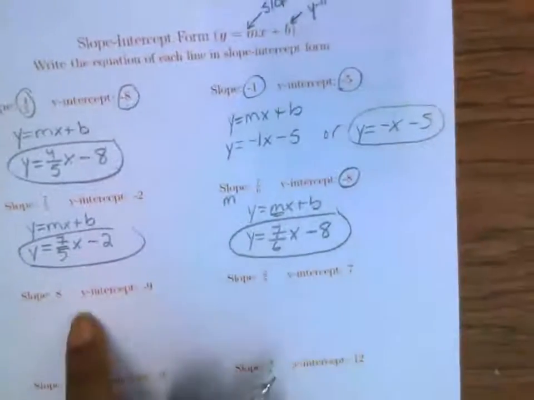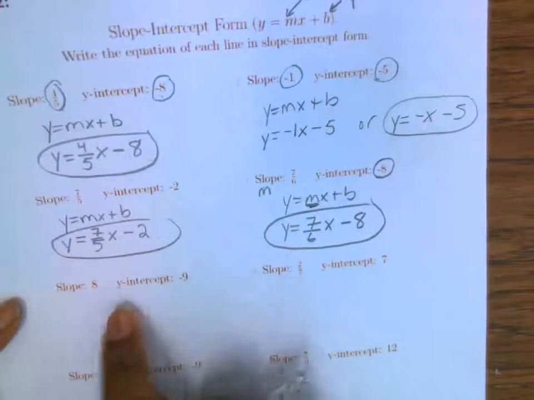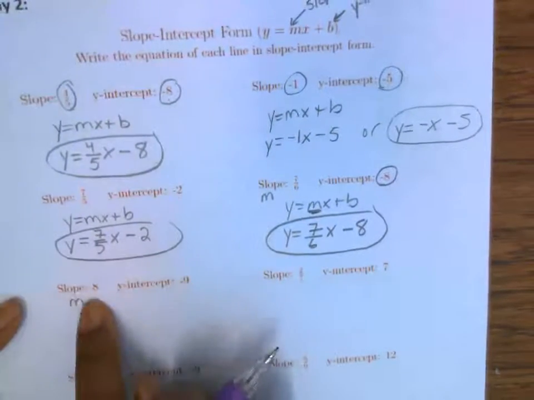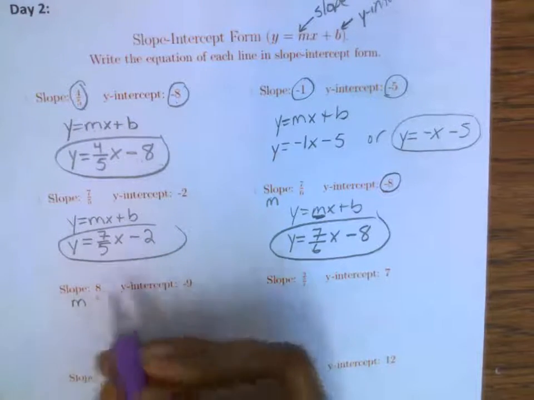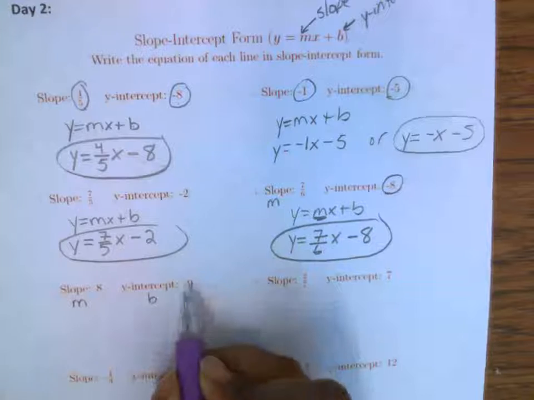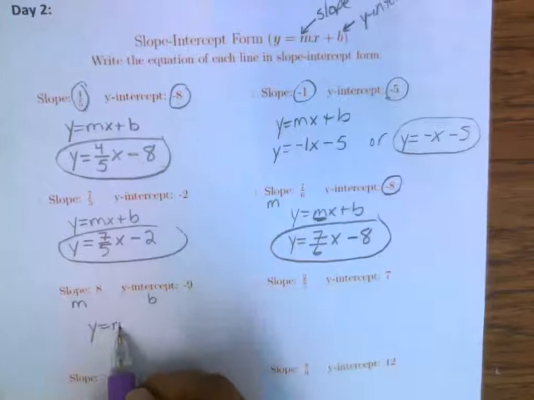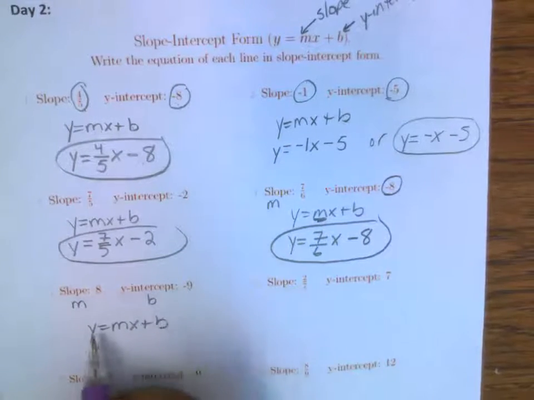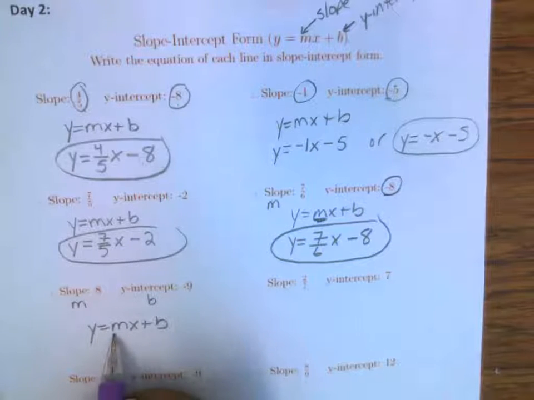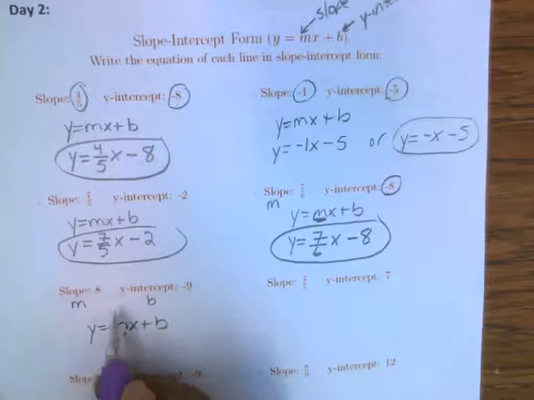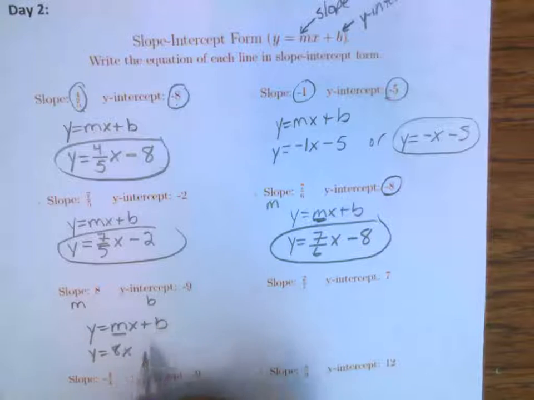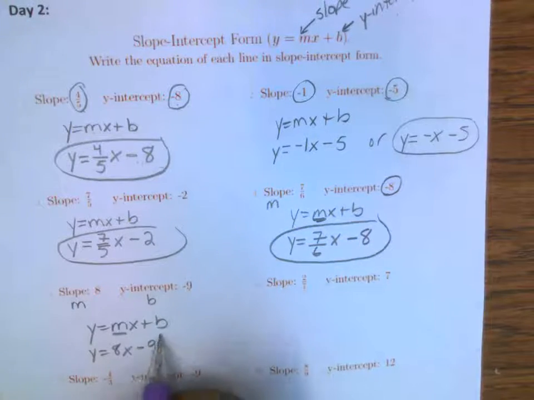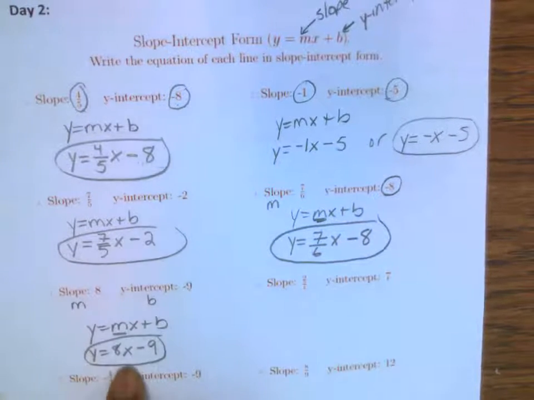Same thing here, number 5, okay? Our m is 8. Our b is -9. So when we write our equation in slope-intercept form, y equals mx plus b, we're going to replace m with 8. That's the slope. Bring down the x. And we're going to replace b with -9. So that's -9. And this is our equation.